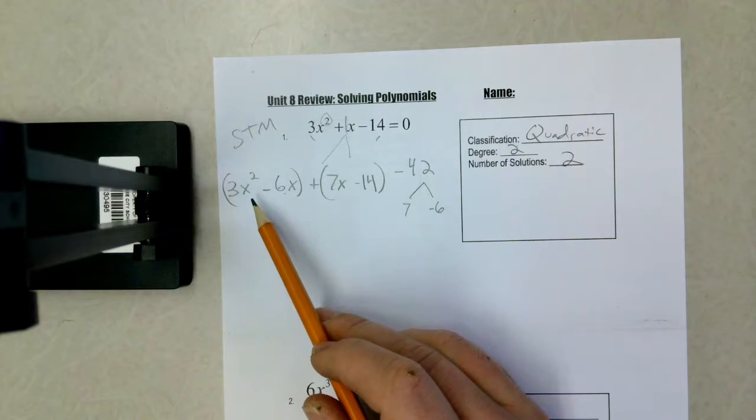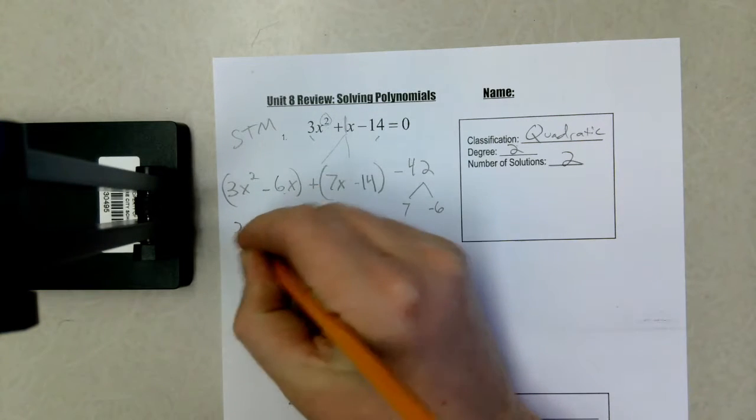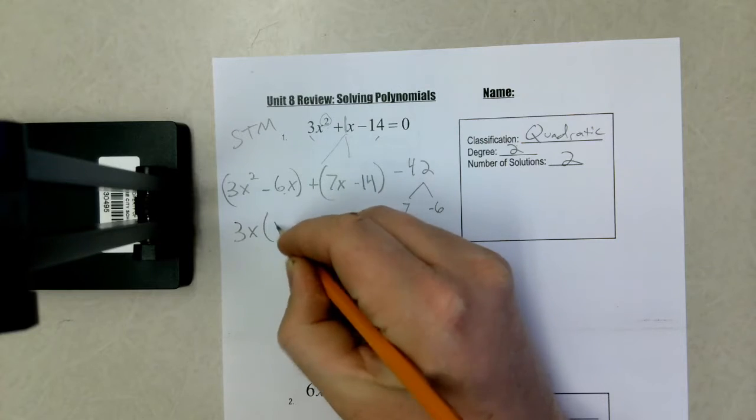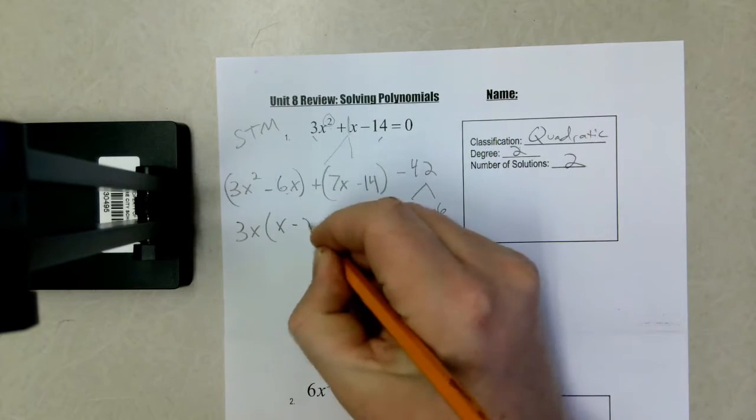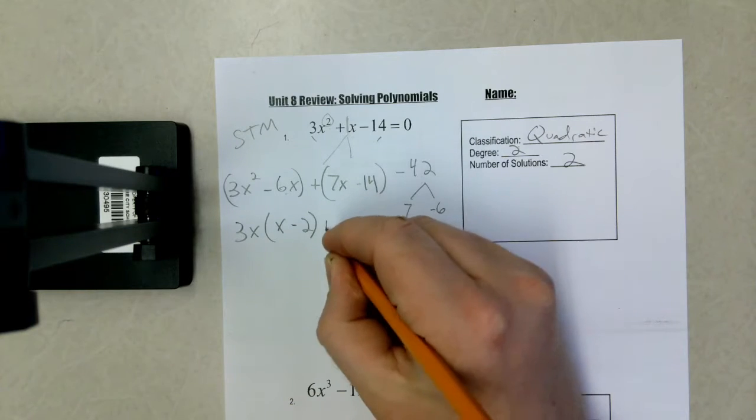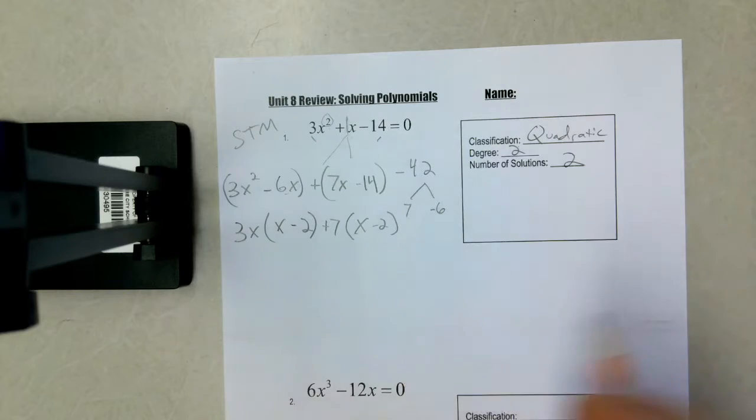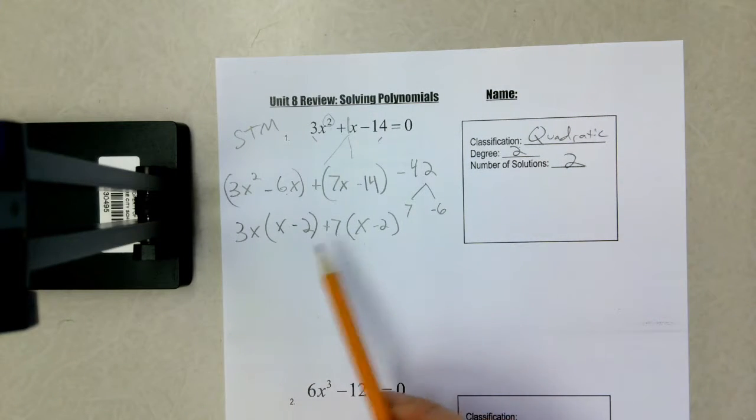Take out the greatest common factor here. The greatest common factor between 3x squared and 6x is 3x. And then what am I left with? I'm left with x minus 2. Factor out a 7 here, so that's a positive 7. What am I left with? x minus 2. And that's the point, because I want these two to be the same.